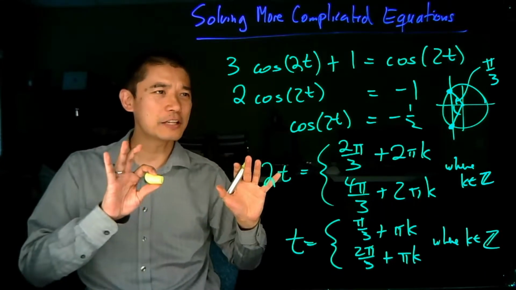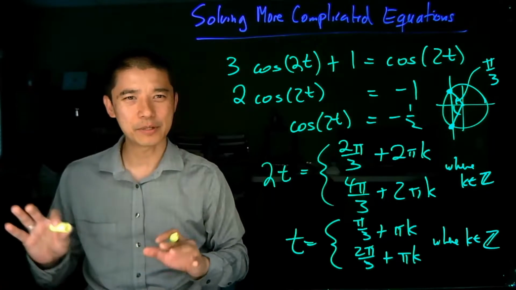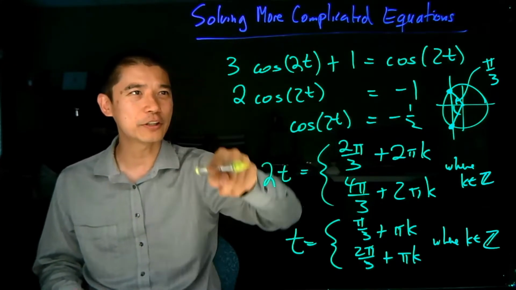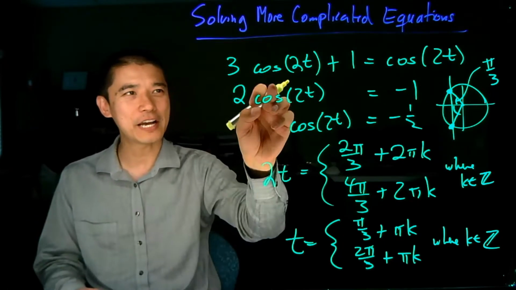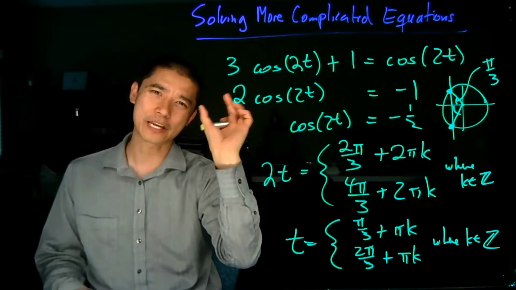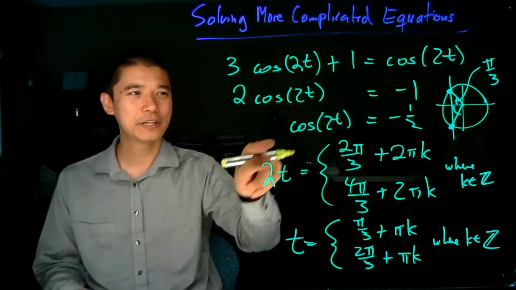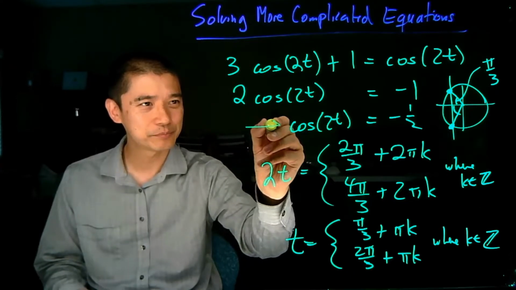And so you can see this has gotten a little bit more complicated, but the ideas are still generally the same. This is like solving a linear equation. You know how to do this. You know how to isolate a single variable. You just have to get used to the idea of seeing cosine 2t as the single variable that you're solving for. That gets you to this line right here.